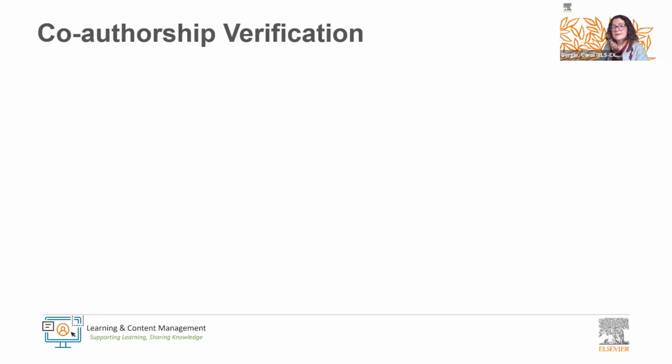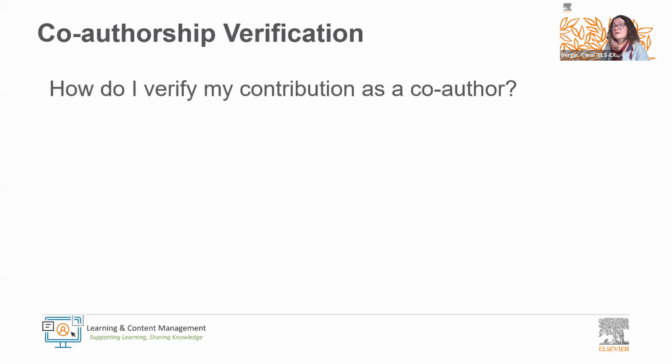Okay, and then I finally wanted to talk about co-authorship verification. So when submitting your paper, authors are asked to list all of the co-authors of the submission, as we already talked about. Editorial Manager journals will request the co-authors to confirm their co-authorship, as this helps to ensure that authorship includes all individuals who've made a significant contribution to the conception, design, execution, or interpretation of the manuscript. So how do I verify my contribution as a co-author?